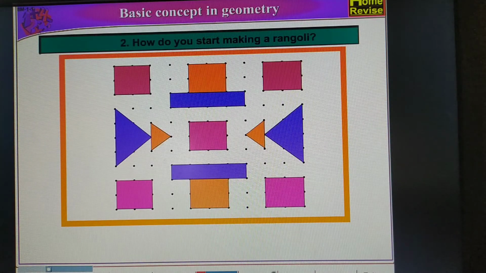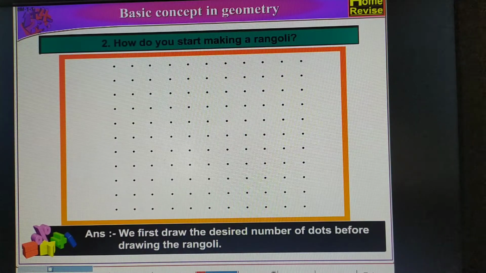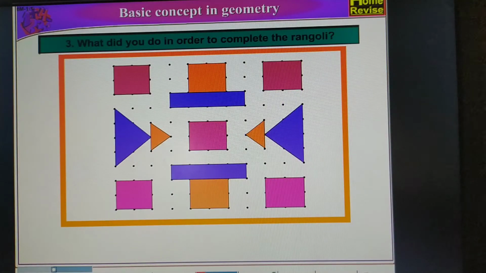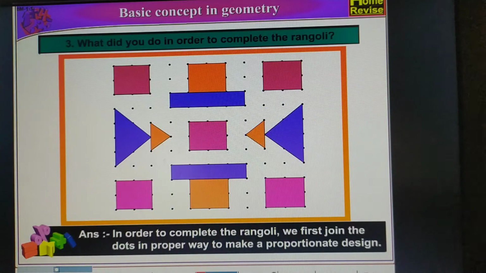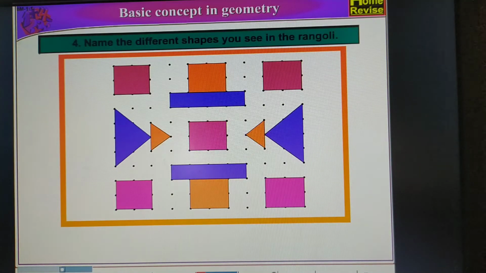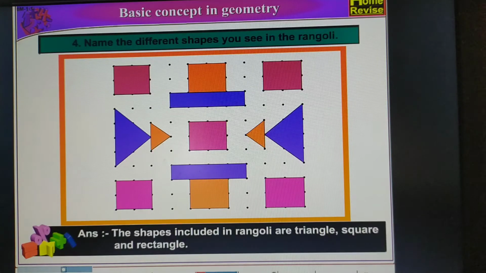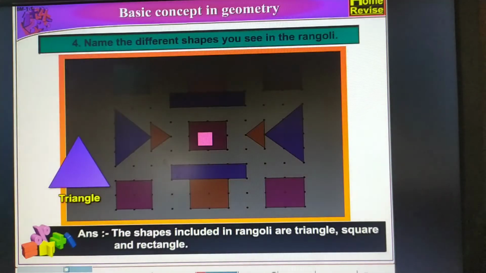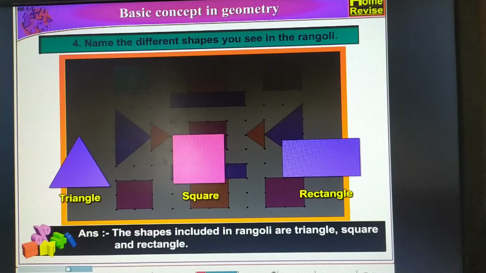How do we start making a rangoli? We first draw the desired number of dots before drawing the rangoli. What do we do in order to complete the rangoli? In order to complete the rangoli, we join the dots in a proper way to make the proportionate design. Name the different shapes you see in the rangoli. The shapes included in the rangoli are triangle, square and rectangle.